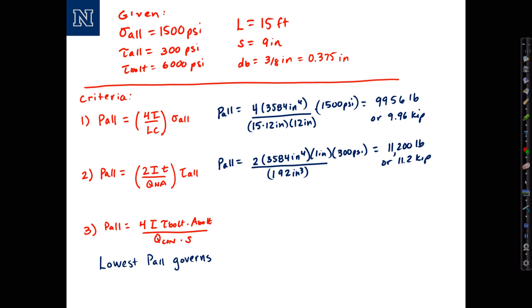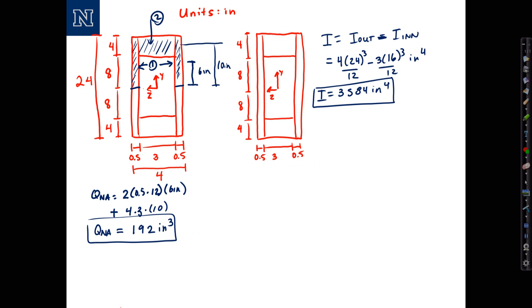Okay, last criteria. P allowable based on shear at the connection, shear flow at the connection. The only other thing we need to compute for this one is Q at the connection. This is a different Q because we're considering shear across this interface right here. So we need to isolate the area on either side of that interface. We're going to use just this area. Note that it's the same as area 2 that we did in the previous example.